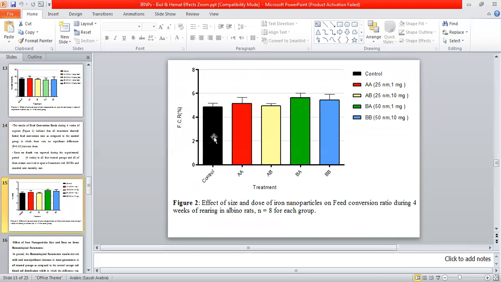This is the feed conversion ratio. Again, as we pointed out, there were no significant differences between them. You can see the control one, the black one, and the others, they are the experimental ones. You can see a slight, mild elevation or increase in the conversion rate, but this increase was not significant from a statistical point of view.